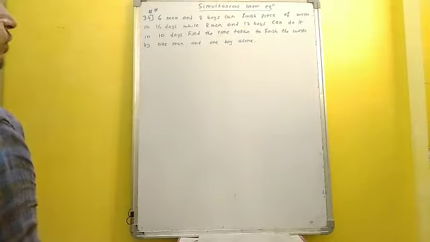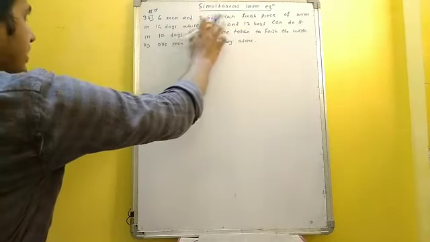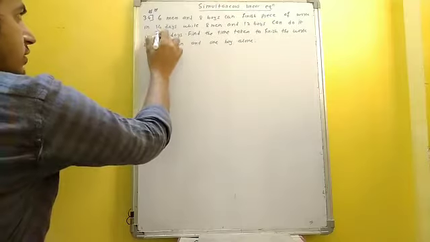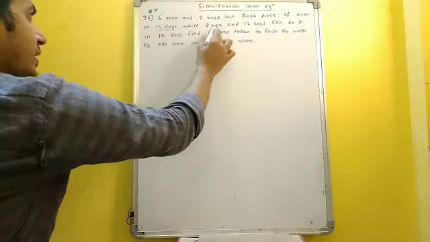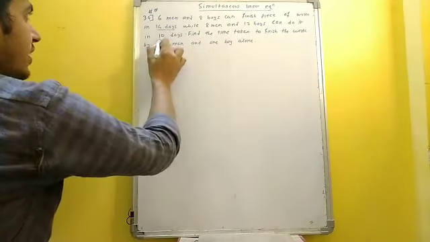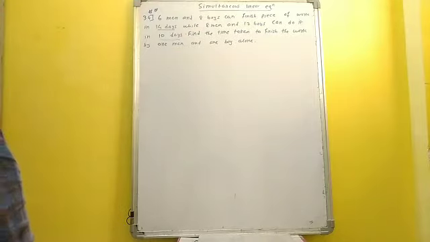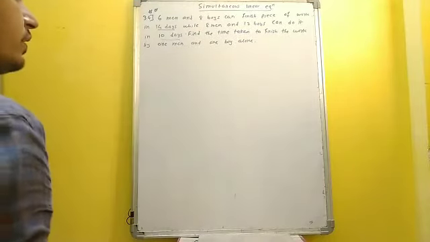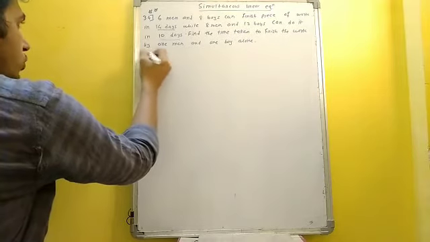6 men and 8 boys can finish a piece of work in 14 days. And whereas 8 men and 12 boys can do the work in 10 days. Find the time taken to finish the work by 1 man and 1 boy. Okay, so we'll assume accordingly.